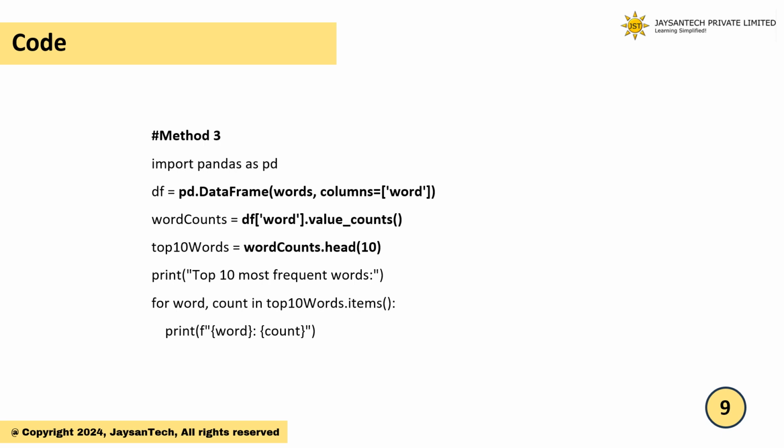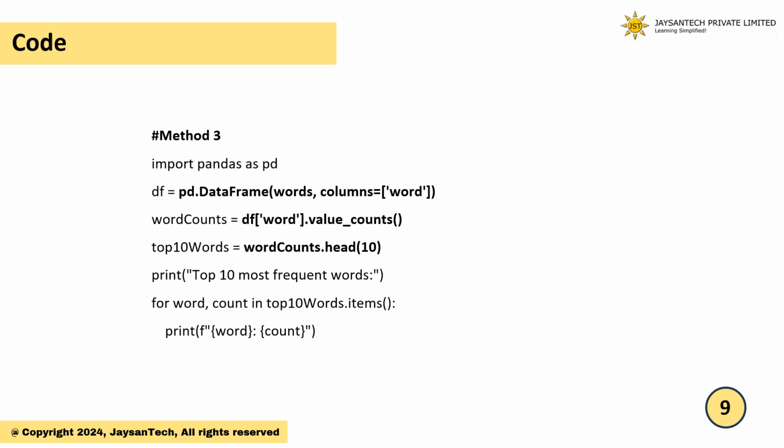I hope most of you are familiar with the pandas module. So we are importing the pandas module as pd, the alias name. We are converting our entire word list into a data frame, and from that we are fetching the topmost frequently available words. Somewhat easy method. Those who are familiar with pandas, you can go for this method.